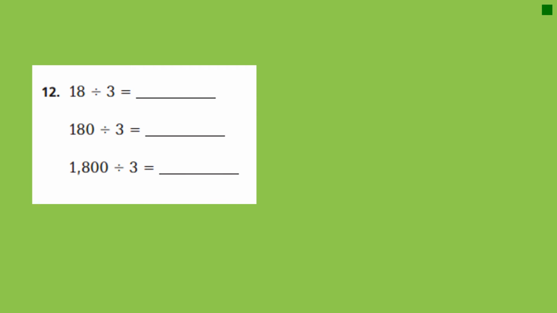180 divided by 3, and 1,800 divided by 3. Okay, so what's 18 divided by 3? Don't hate on division. I know everyone's like, I hate division. But if you don't like division, think of it this way: how many sets of 3 make 18? Six sets of 3 make 18. Oh yeah, 18 divided by 3 is 6.